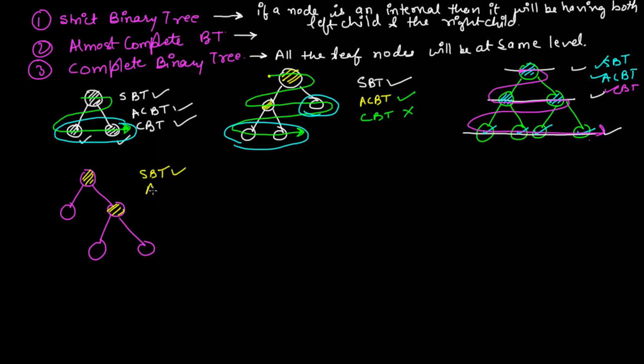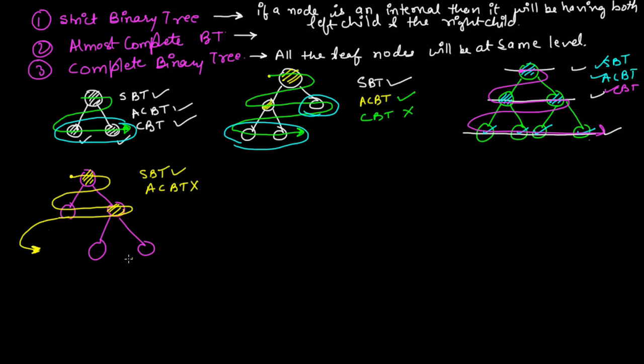And this is not an almost complete binary tree. Why? Because if we start filling the nodes, this will be filled first, then this, then the nodes should be filled here. That means we do not have these nodes. Because we do not have these nodes, this is not an almost complete binary tree. So in an almost complete binary tree, the nodes are filled level by level in this direction.